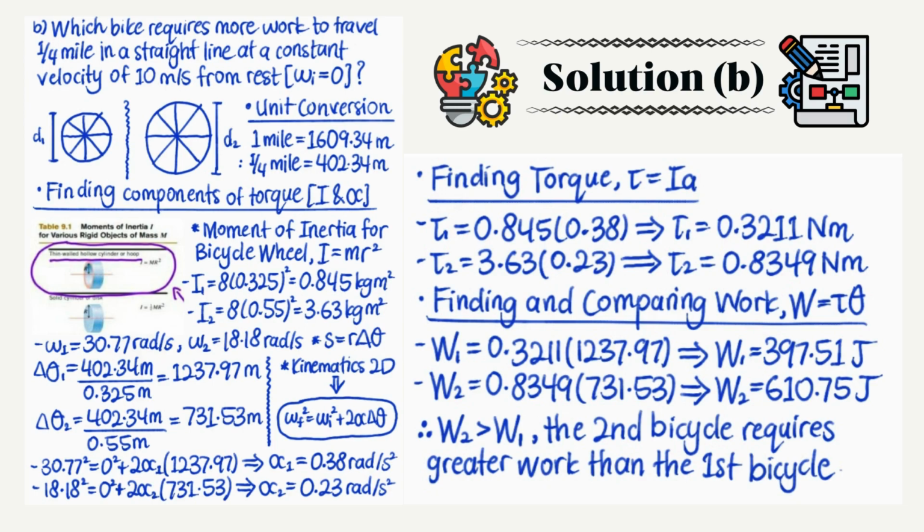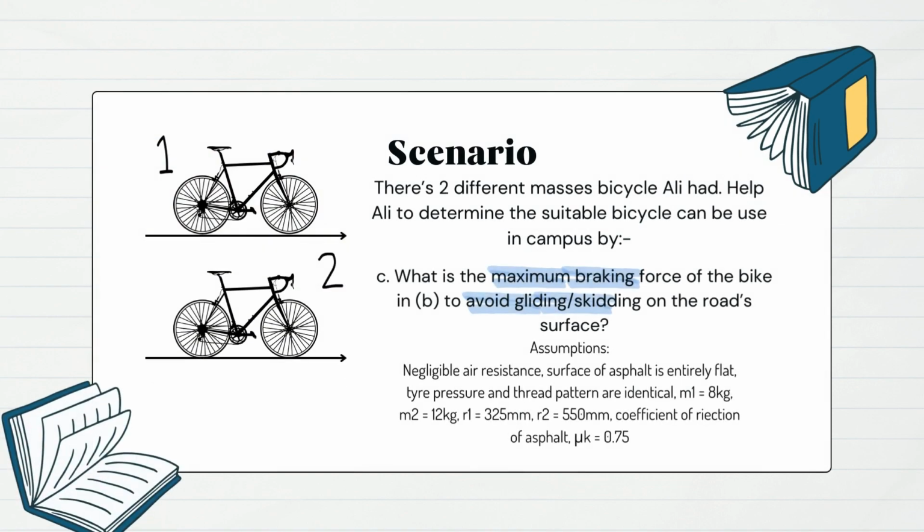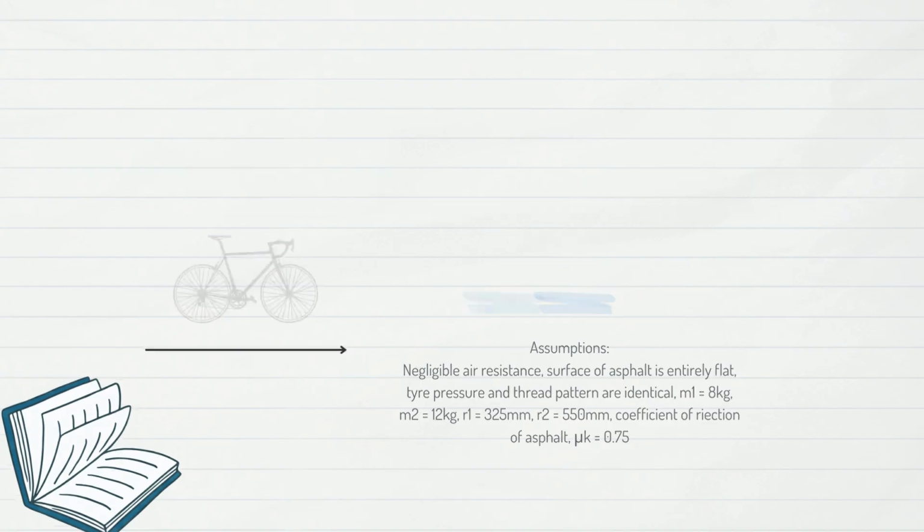To do this, we need to find the moment of inertia of each bicycle by using the formula mr squared. And then we also need to find the angular acceleration of each bicycle when going from rest to the desired 10 meter per second. Now we can find the torque needed to run the bicycle, and the torque can lastly be multiplied with the angular displacement when going a quarter of a mile to find the work needed to travel a quarter of a mile for each of the bicycle. We can see that the second bicycle will require more work to travel a quarter of a mile.